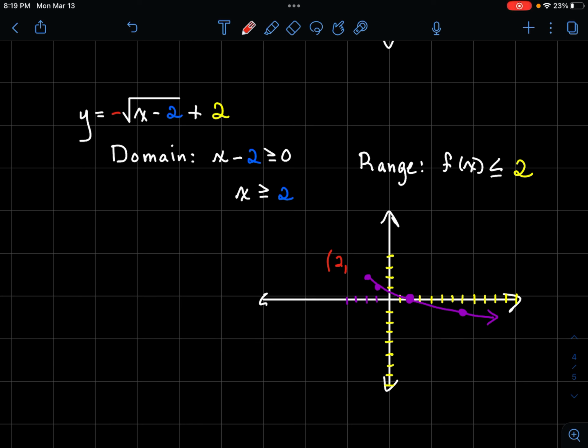And that's really the main things that we're looking at for these square root functions. Can you use the transformations to graph a square root function, and then can you also look at some characteristics such as the domain and the range from the equation?